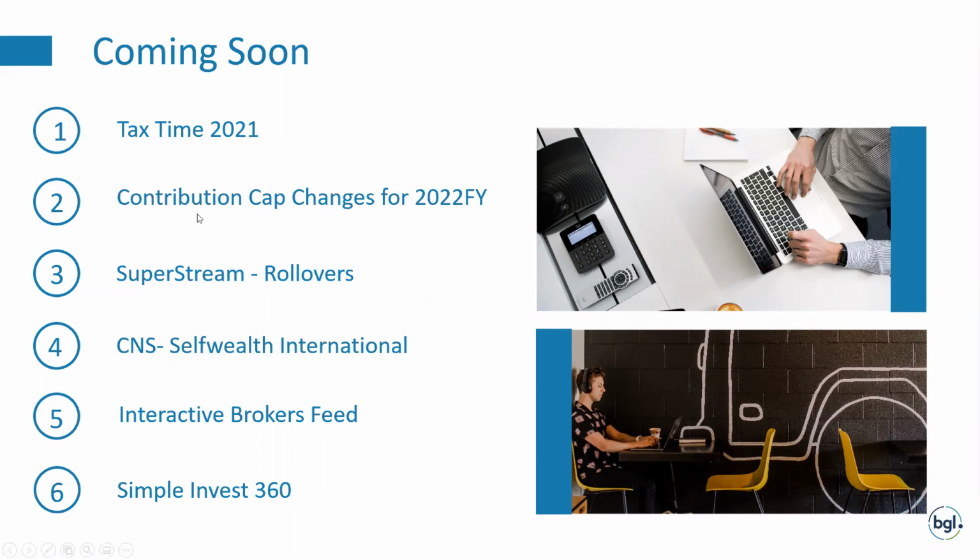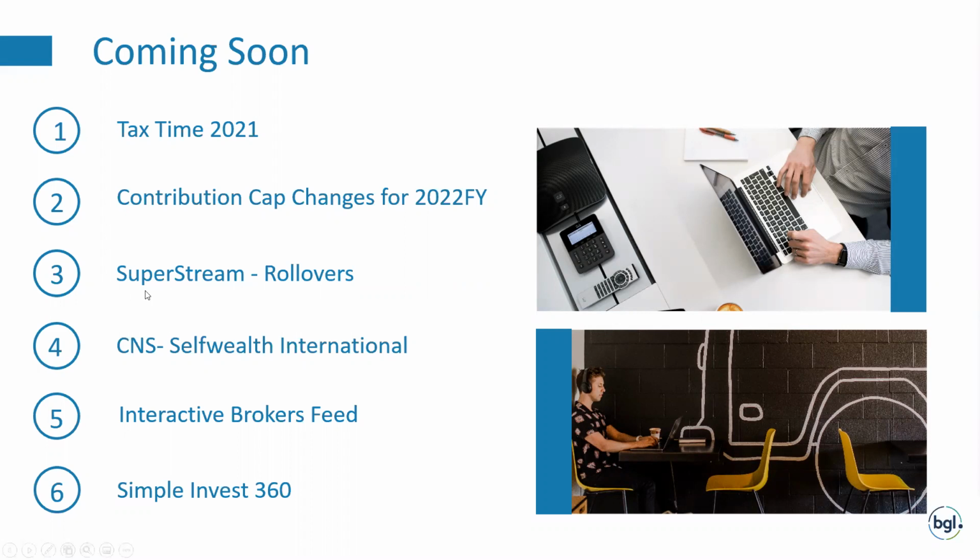The other changes are the contribution cap changes for the 22 financial year. So similar to the CPI hitting its thresholds, the average weekly ordinary time earnings, or AWOTE, hit the threshold that required the cap changes to take place. So all those updates again apply as of 1 July. We are currently working on those to have them available to you sometime in June.